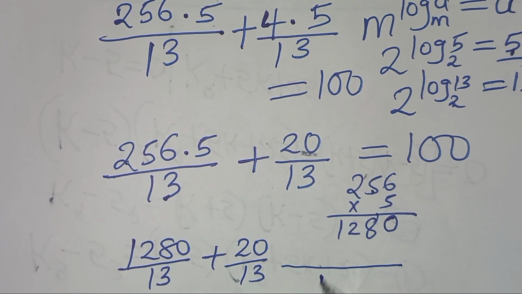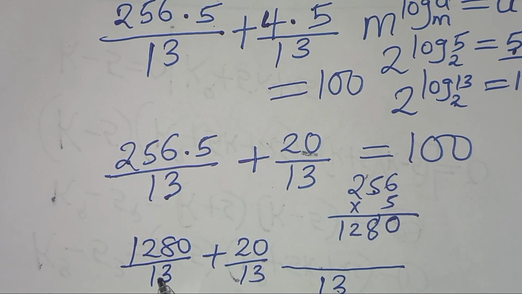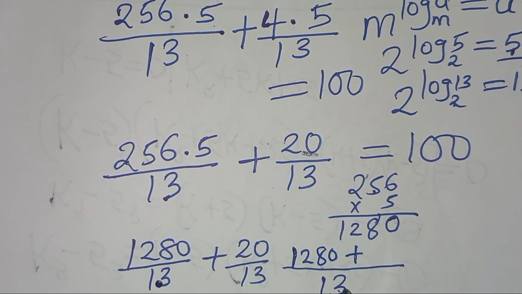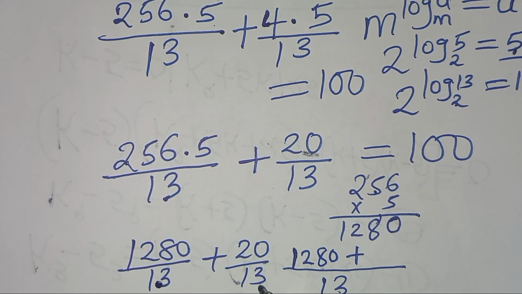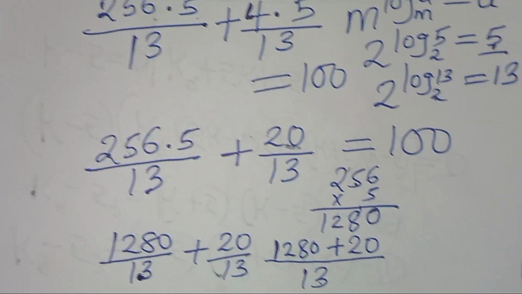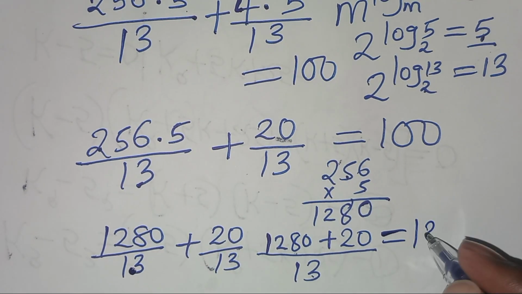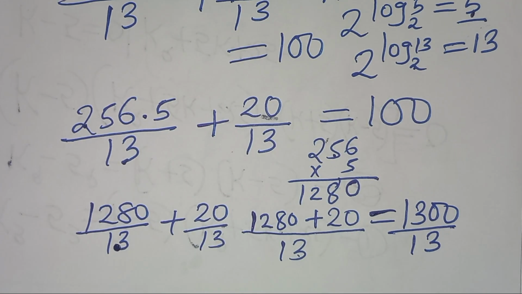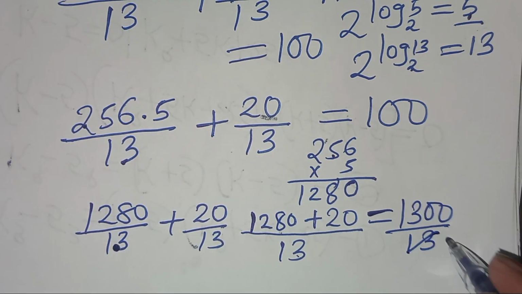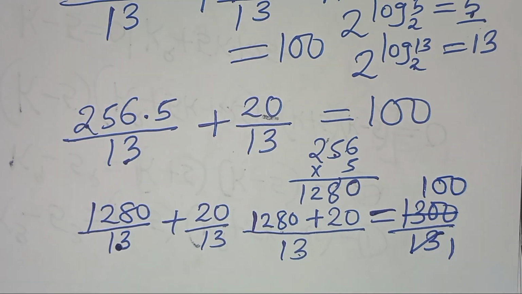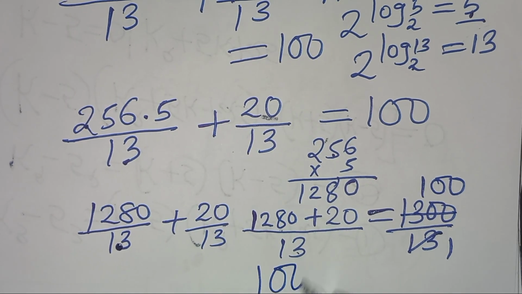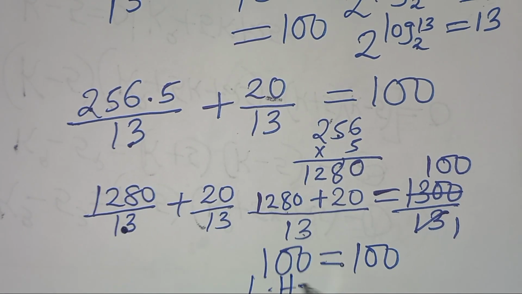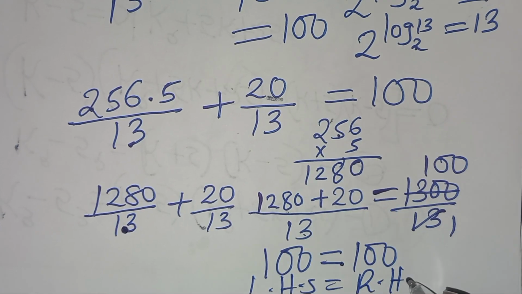The LCM here is 13. 13 divided by 13, this is 1, 1 times 1280, this is 1280, plus 13 divided by 13, this is 1, 1 times 20, this is 20. And therefore, we'll have here 1300 divided by 13. So, simplify here by 13, 1 by 13, 100. So the solution here, we have the left-hand side is equal to 100 and the right-hand side 100. So the left-hand side is equal to the right-hand side.